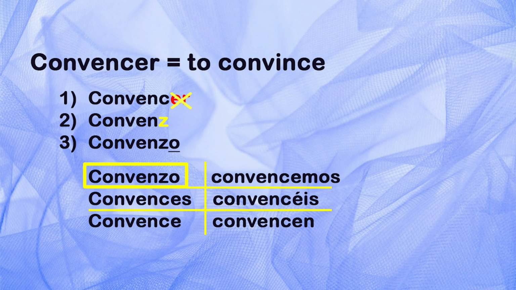And remember, convencer is only irregular in the yo form. Now we have convenzo. The other forms of convencer are regular. They are conjugated the same as regular ER verbs.